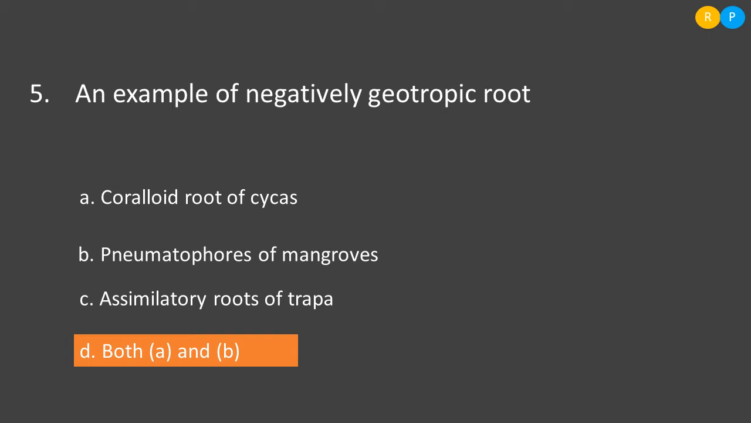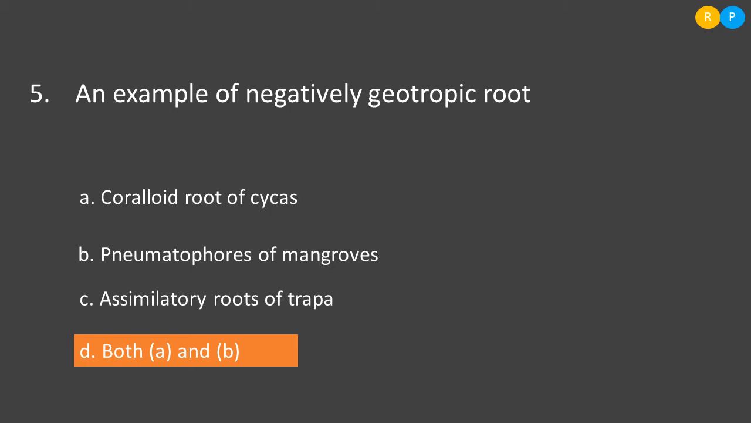Option A, coralloid roots of Cycas. Coralloid roots of Cycas show a symbiotic association with cyanobacteria. Because of this association, the roots grow towards the upward region of soil, and it helps in the absorption of nitrogen from the atmosphere. Clear. Then option B, pneumatophores of mangroves.